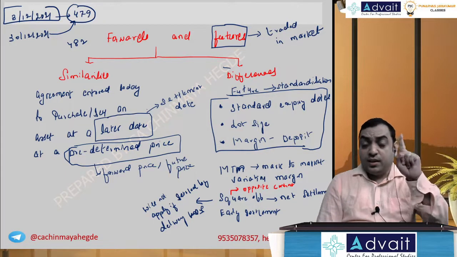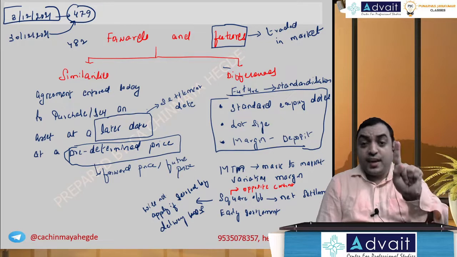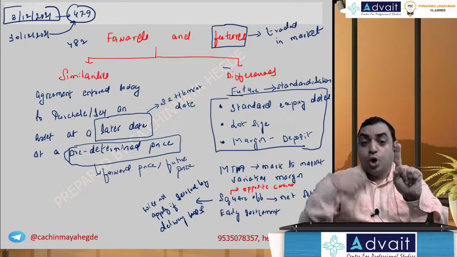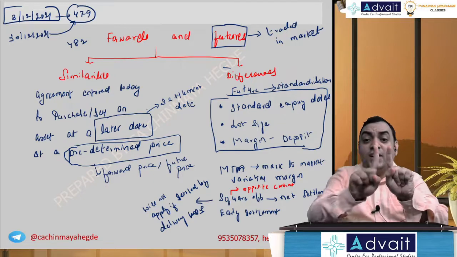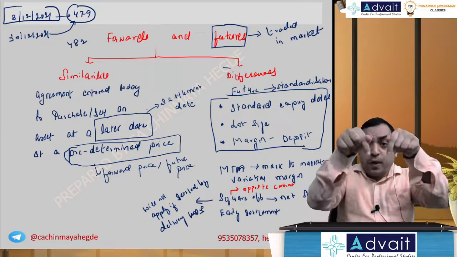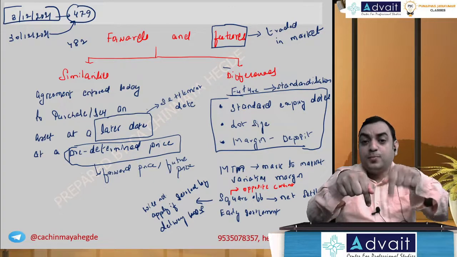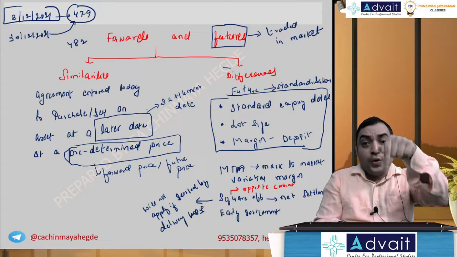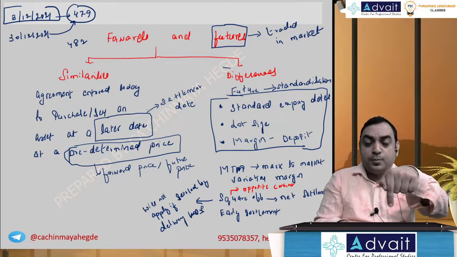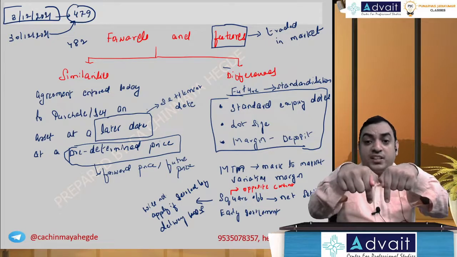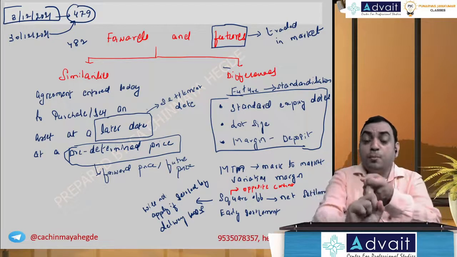Because earlier I have entered into a future buy. Now what will I do? On 20th December, I will enter into a future sell expiring on 30th of December. So the future buy going to expire on 30th of December, and the future sell going to expire on 30th of December, both will set off.